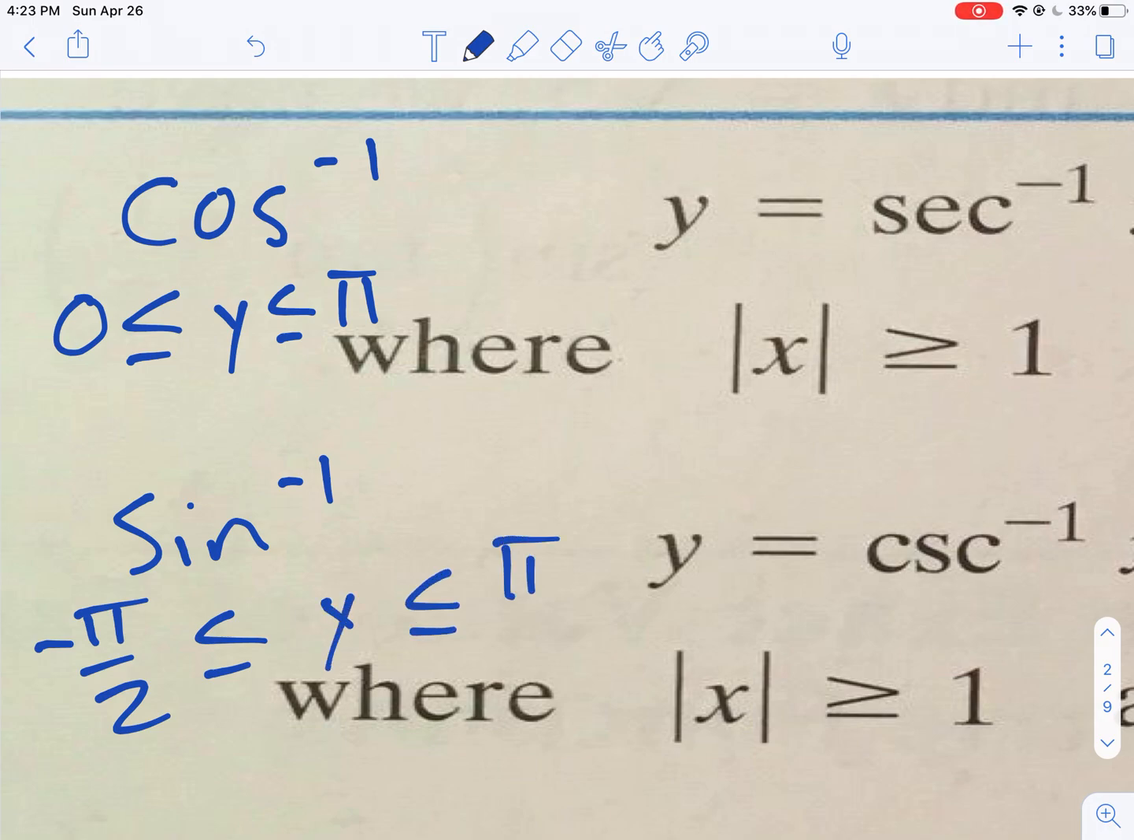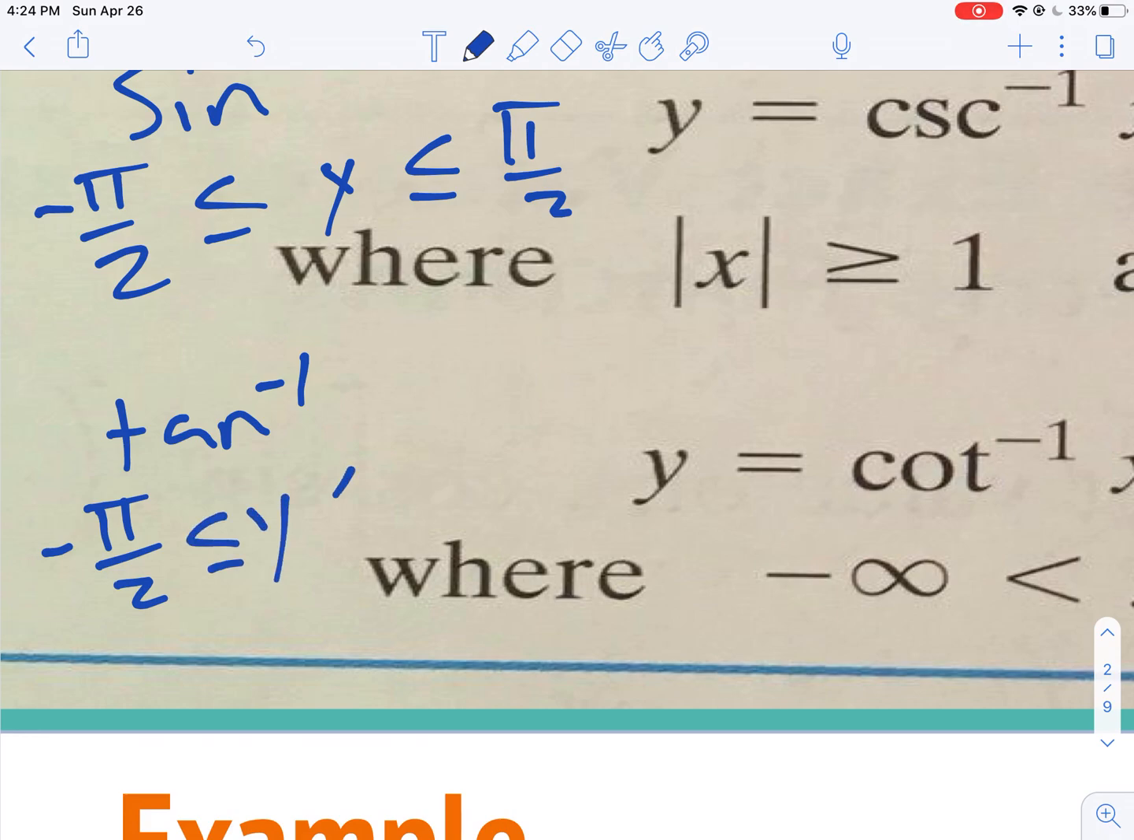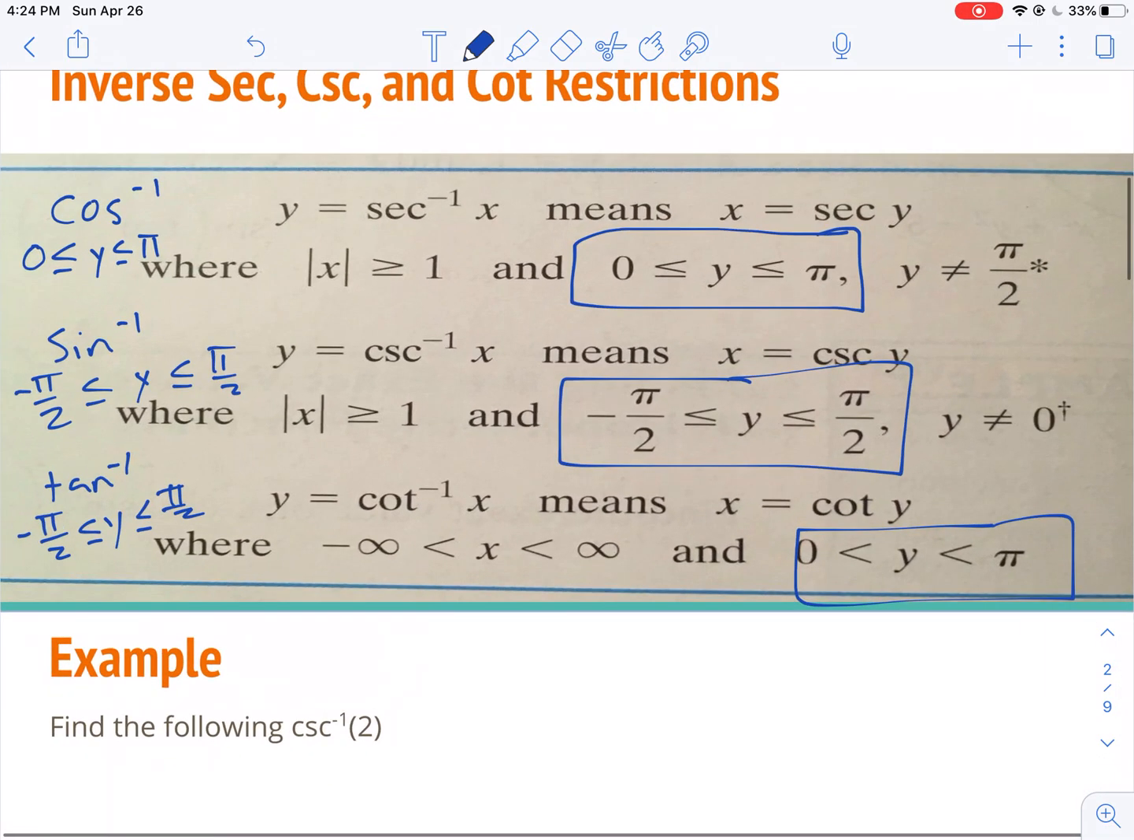to pi over 2. And then our cotangent goes with tangent, but our tangent inverse goes from negative pi over 2 to pi over 2, where the cotangent goes from 0 to pi. And we're going to see what this means and how we have to apply it in a second.